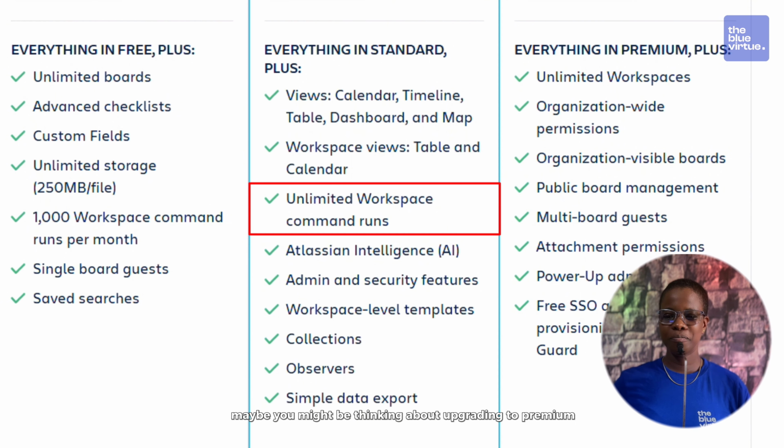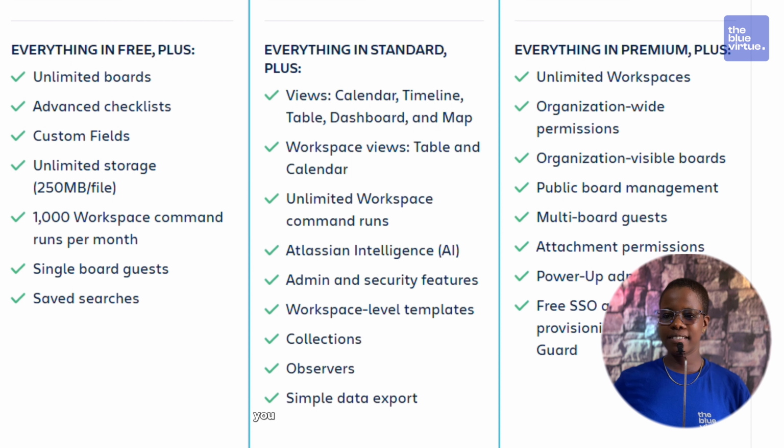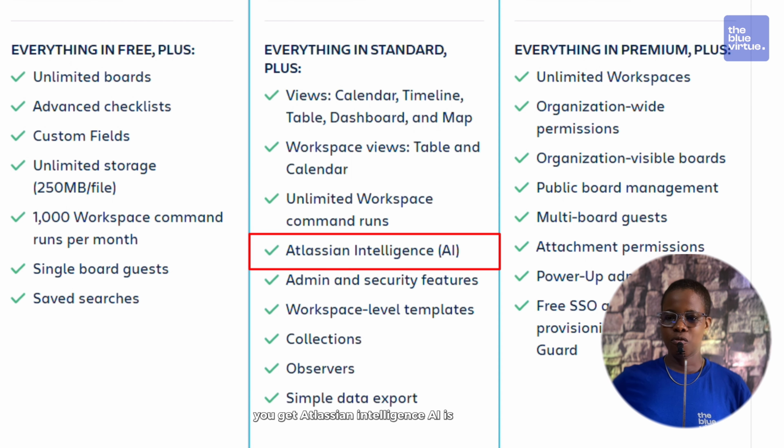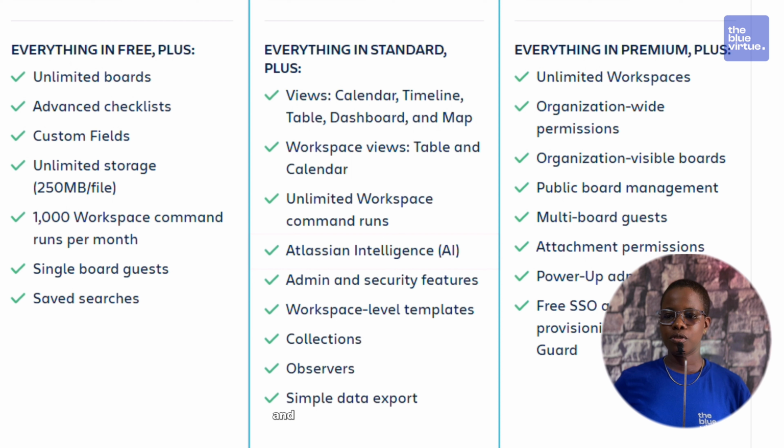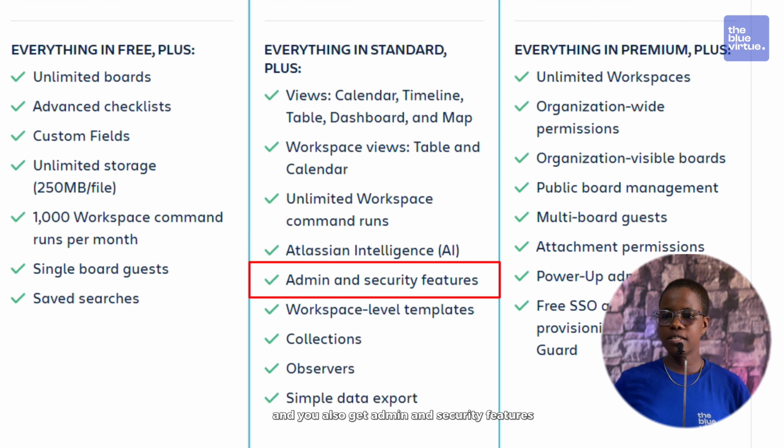So if that sounds like something you would love, then maybe you might be thinking about upgrading to premium. So moving on, you get Atlassian Intelligence. AI is everywhere now. So you get access to Atlassian's AI on the premium plan, right? And you also get admin and security features.